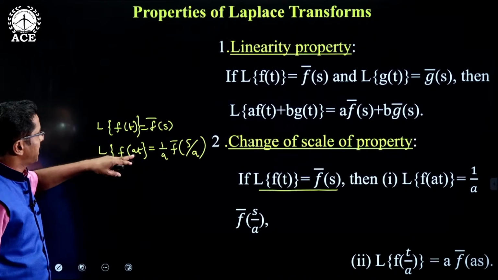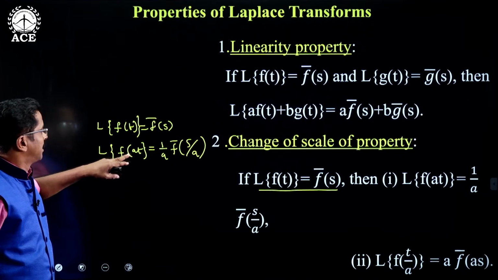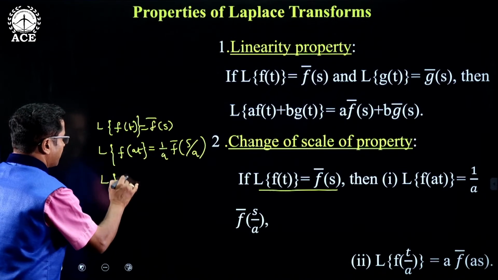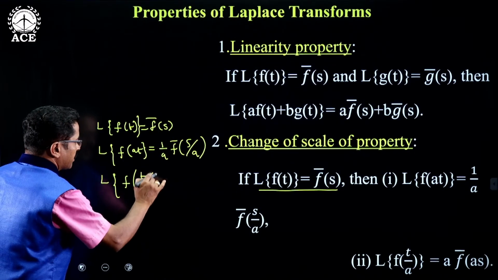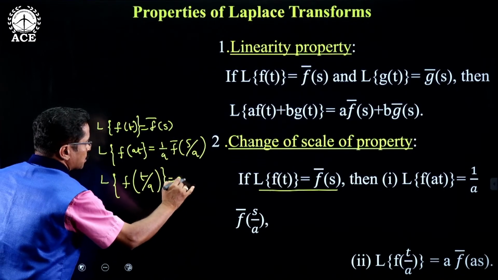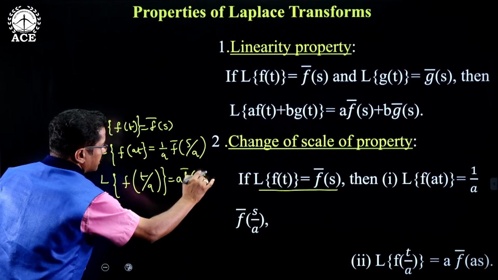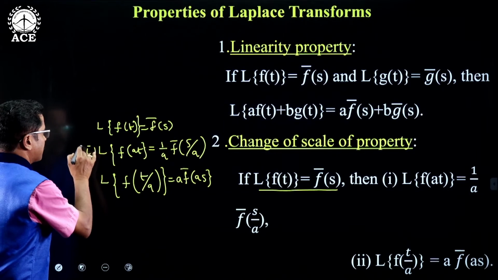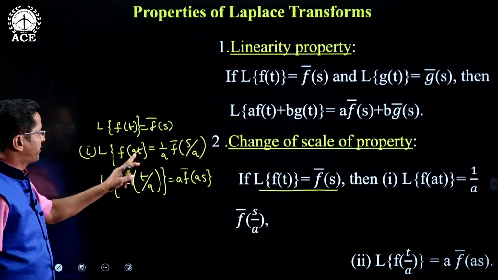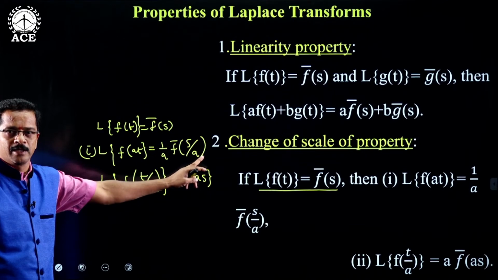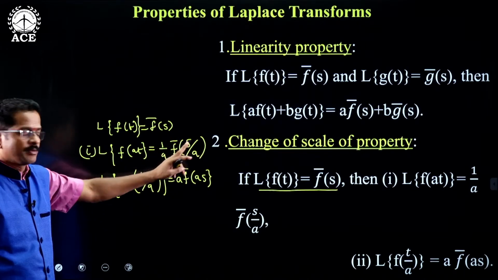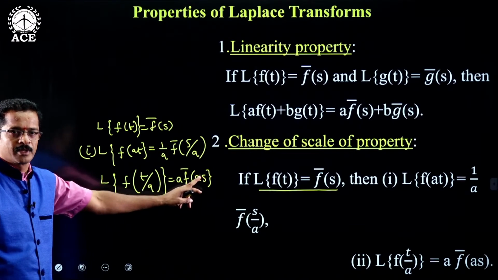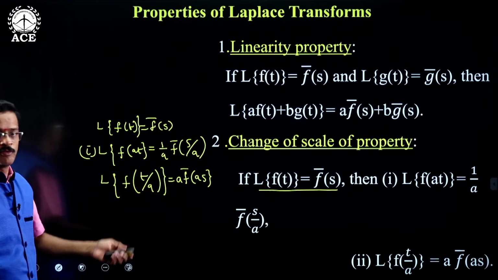Multiplication by a, then, is going to be 1 by a into f bar of s by a. Next, L of f of t by a equals a into f bar of as. This is the change of scale property. So f of t with multiplication by a gives division by a in f bar of s, and division by a in f of t gives multiplication by a in f bar of s, right? This is the change of scale property. On this we will discuss the problems.